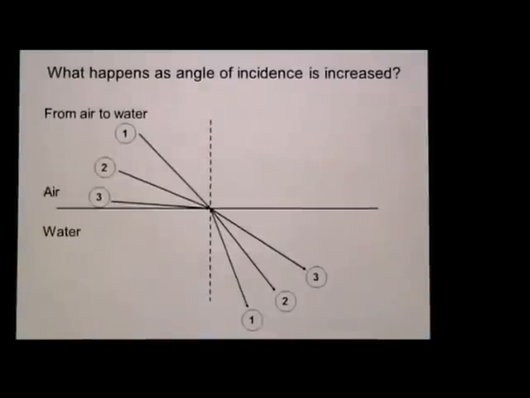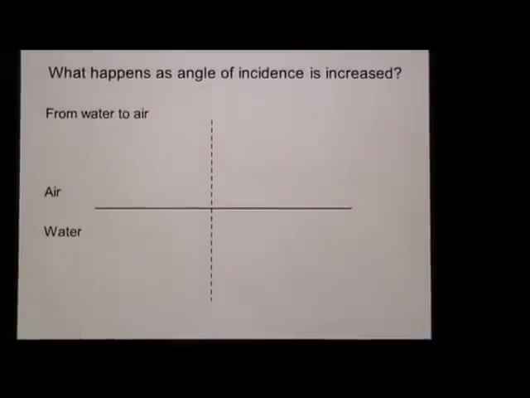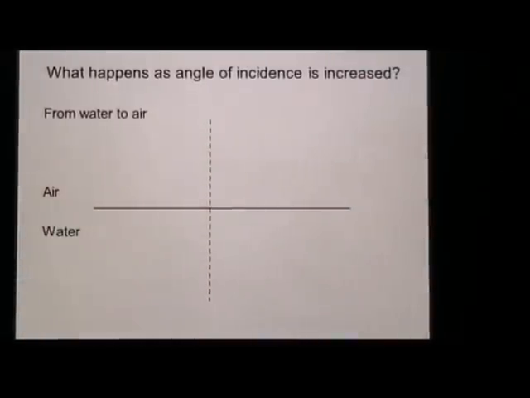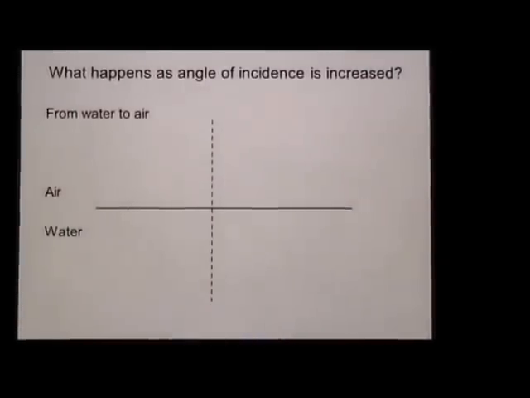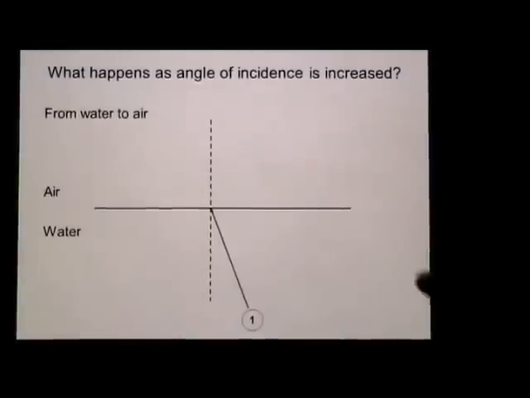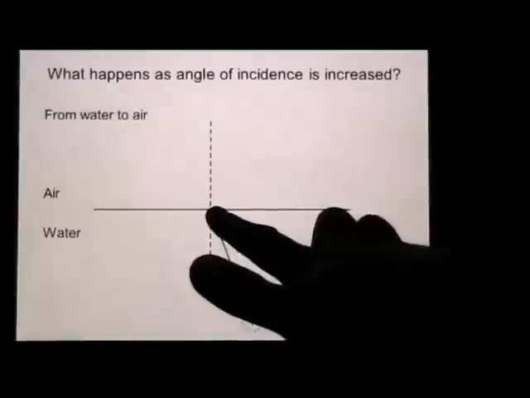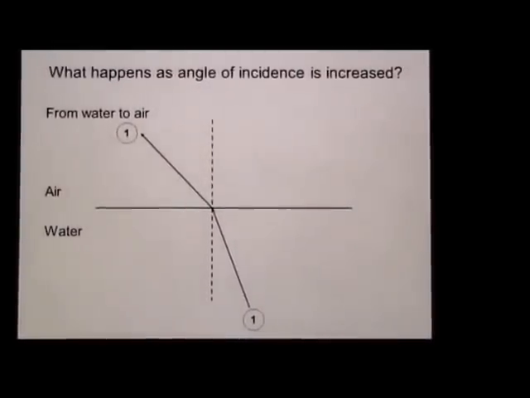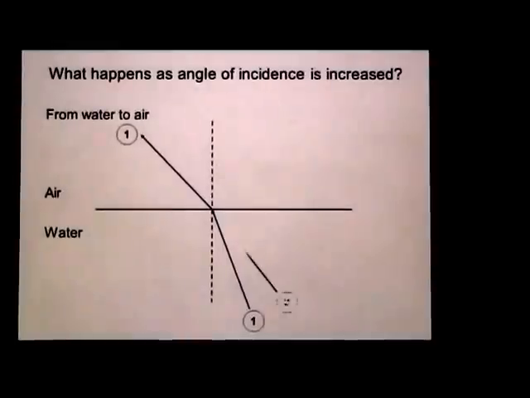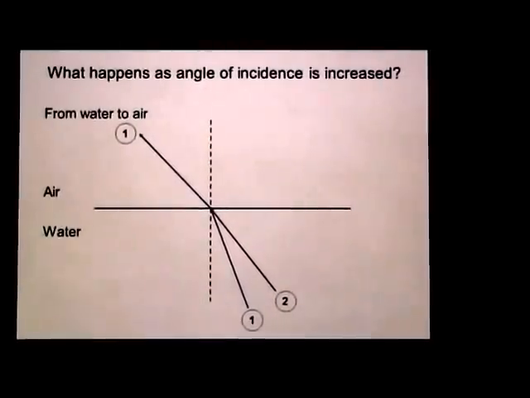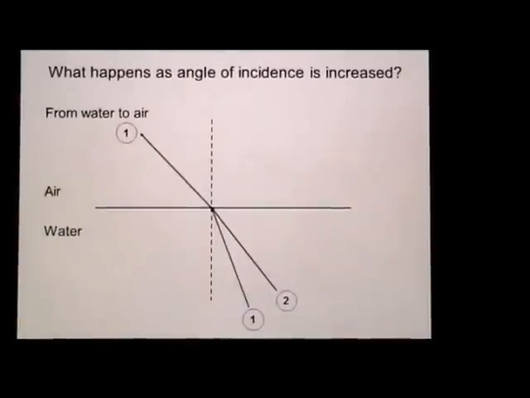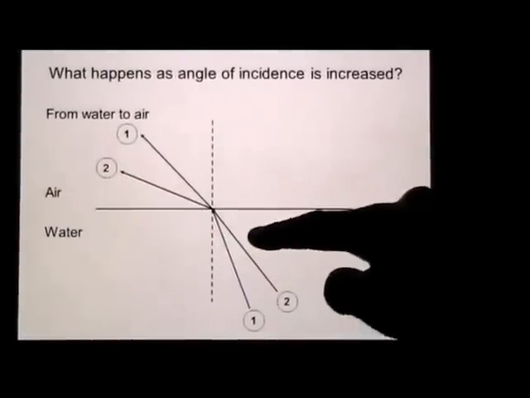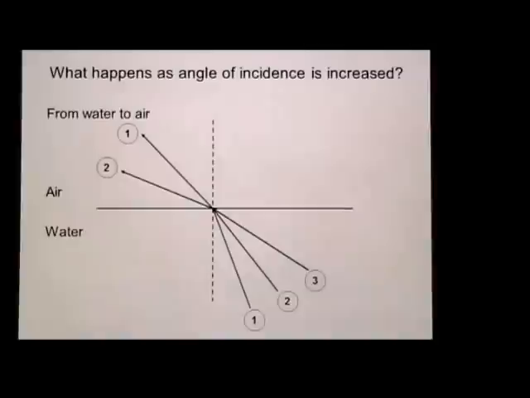Now if the light ray is moving from water to air, let's do the same thing again. I have light ray 1 entering into water, and when it emerges into air, it's going to bend away from the normal. So 1 will go to 1. And if I increase the angle of incidence, 2 is going to go to 2. And if I increase the angle of incidence some more, 3 will go to 3.